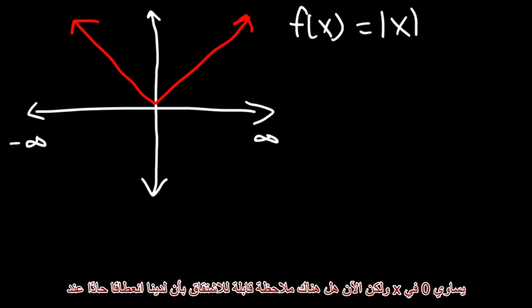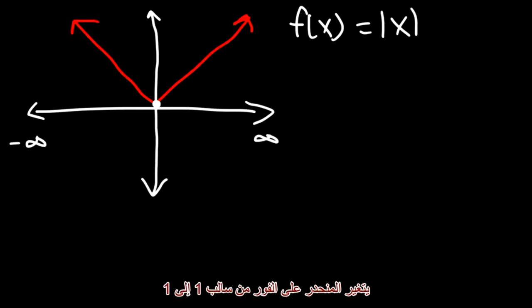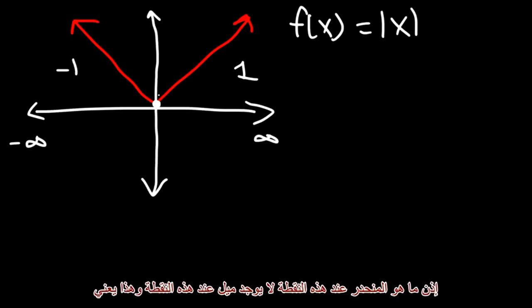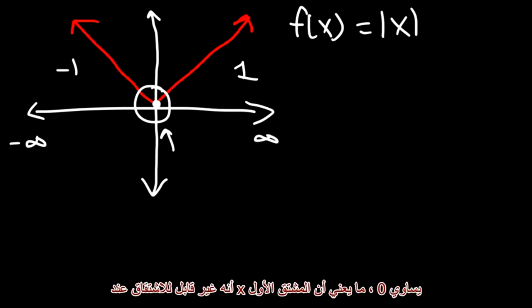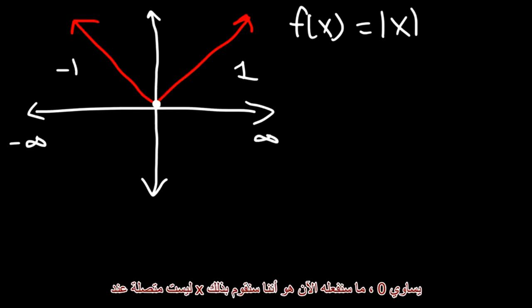But now, is it differentiable? Notice that we have a sharp turn at x equals 0. The slope changes instantly from negative 1 to 1. So what is the slope at this point? There is no slope at that point. So that means that it's not differentiable at x equals 0, which means that the first derivative is not continuous at x equals 0.